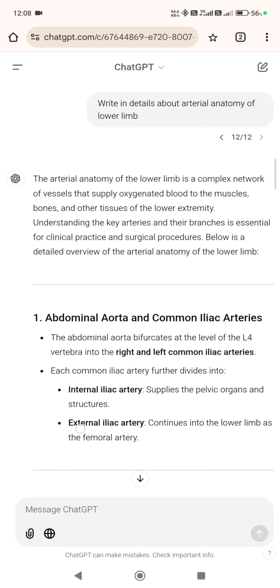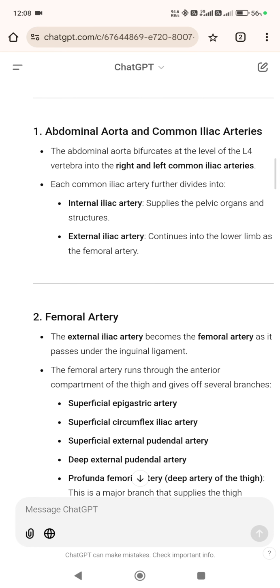1. Abdominal aorta and common iliac arteries. The abdominal aorta bifurcates at the level of the L4 vertebra into the right and left common iliac arteries. Each common iliac artery further divides into the internal iliac artery, which supplies the pelvic organs and structures, and the external iliac artery, which continues into the lower limb as the femoral artery.